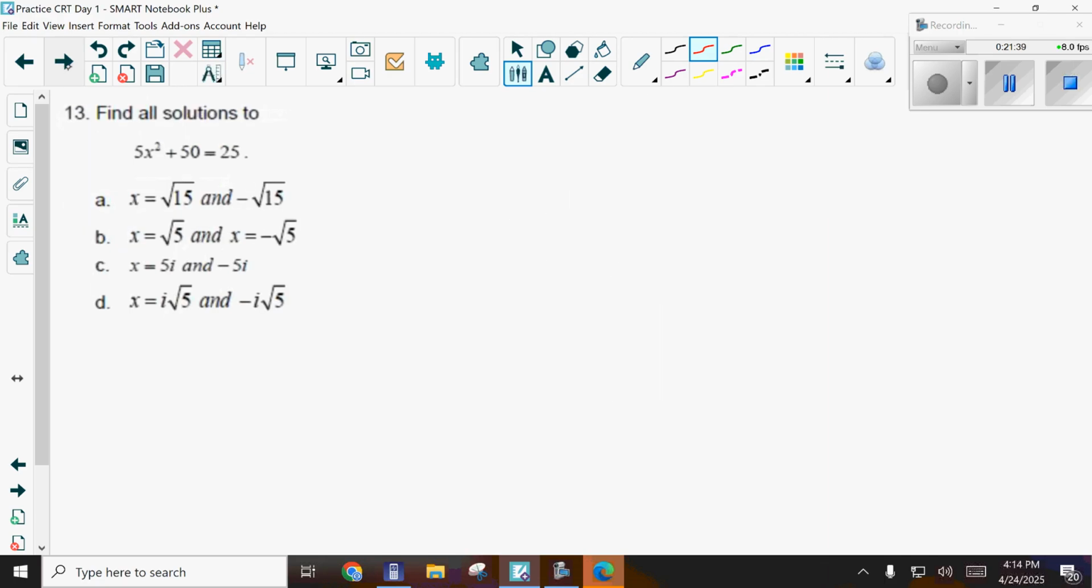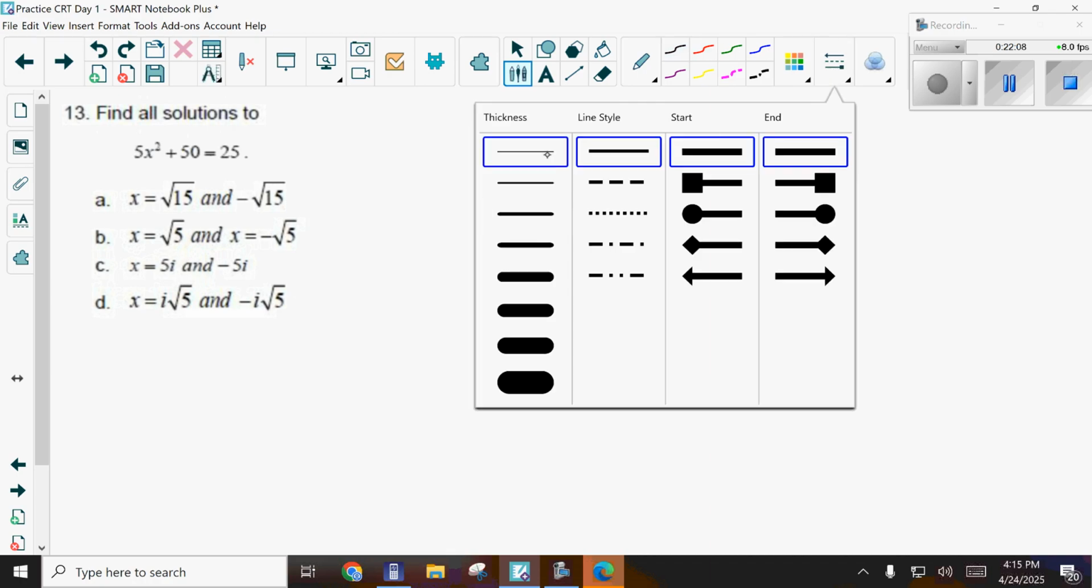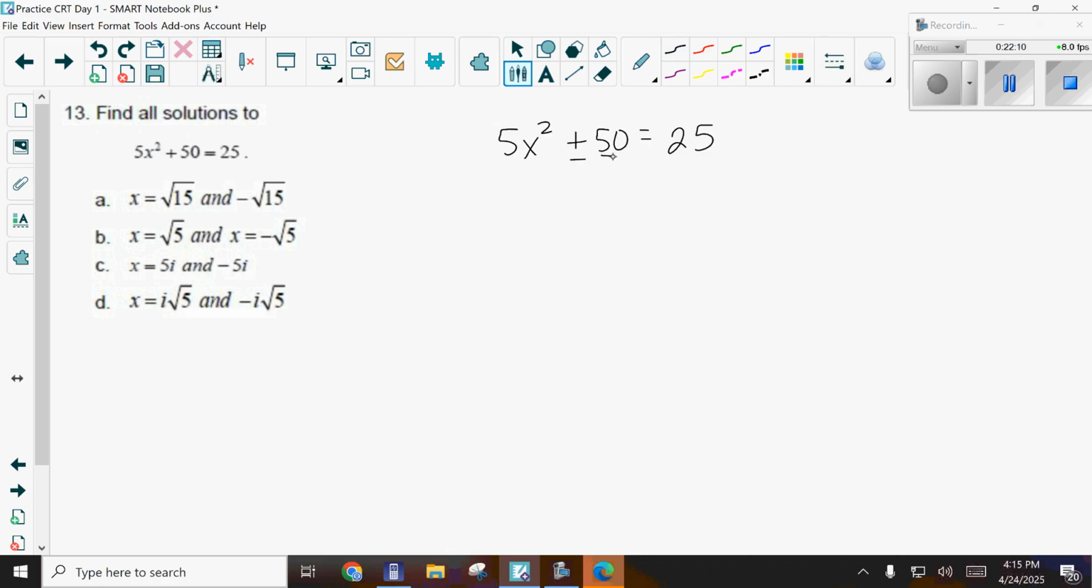Number 13 says, again, find all the solutions. So if I find all the solutions here, 5x squared plus 50x, oh, there's no x there, I was just kidding, equals 25. Now this one, we don't actually have to set it equal to 0 because there aren't two x's in here. For example, if this had an x, then we would move the 25 over and then just use the solver. But since the x isn't there, there's actually a faster way to solve it. You just treat it like a regular equation, almost as if that x squared wasn't there.